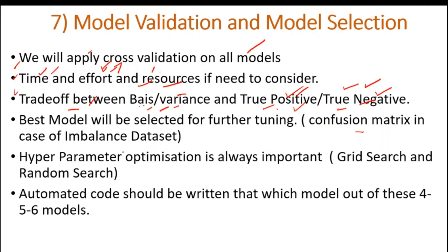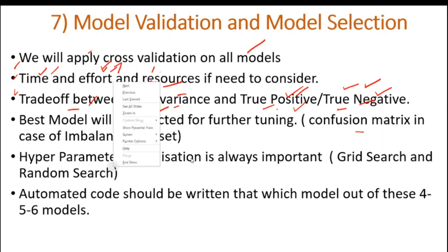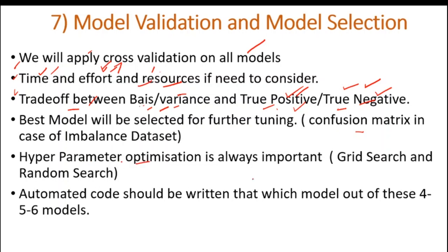Because if we have an imbalanced data set, we have to check the confusion matrix. And if the data set is balanced, we can check the accuracy. So we will apply the optimization technique, which is hyperparameter tuning. It's always important in machine learning. Once we have selected the model, we have to do hyperparameter tuning to select the best parameters.